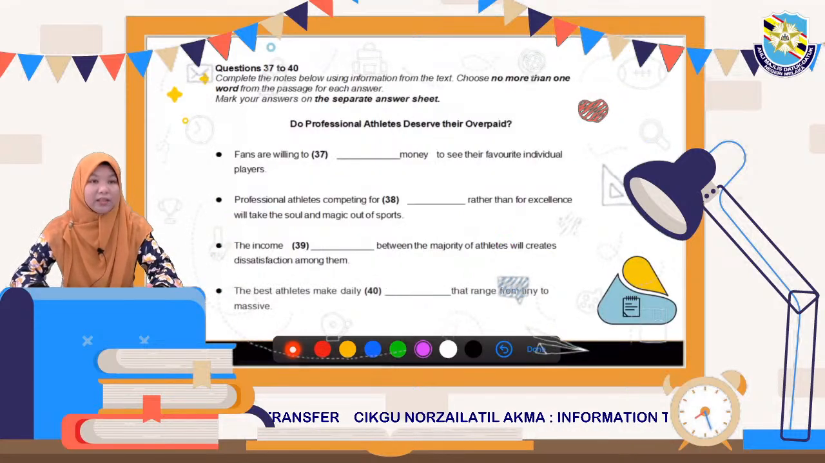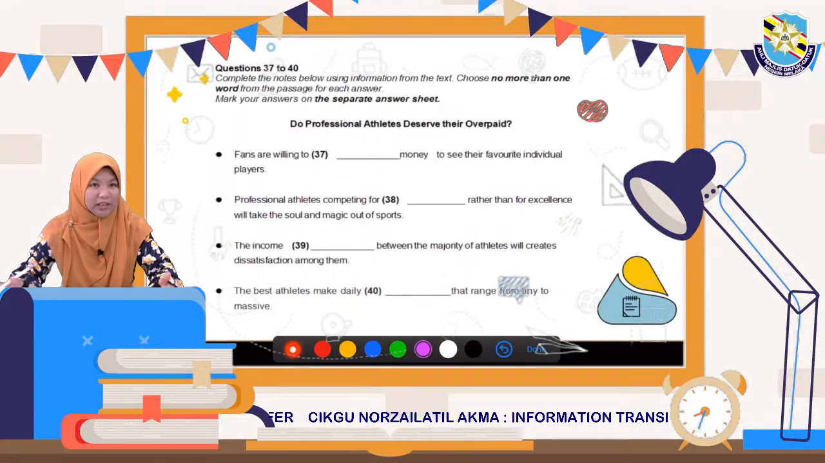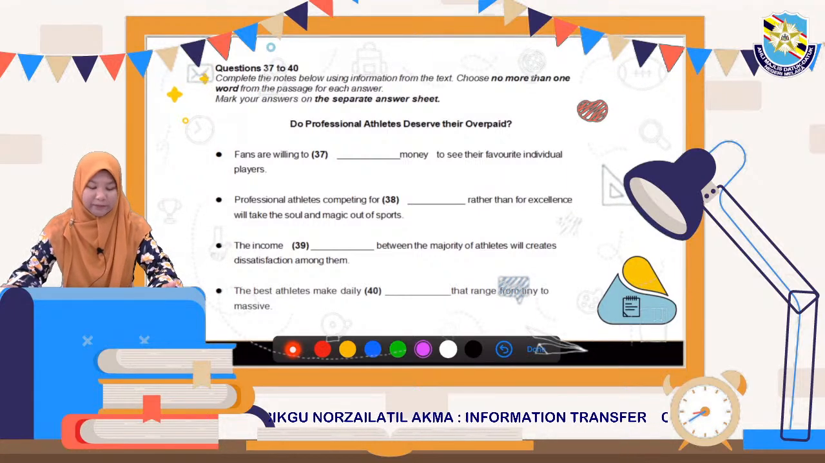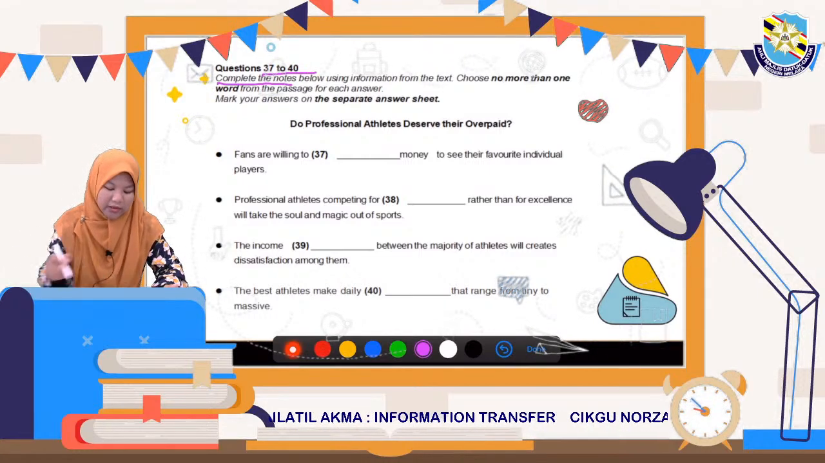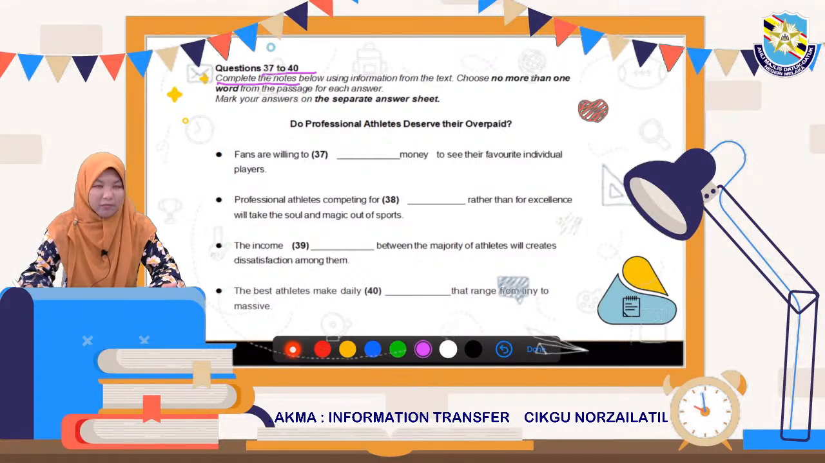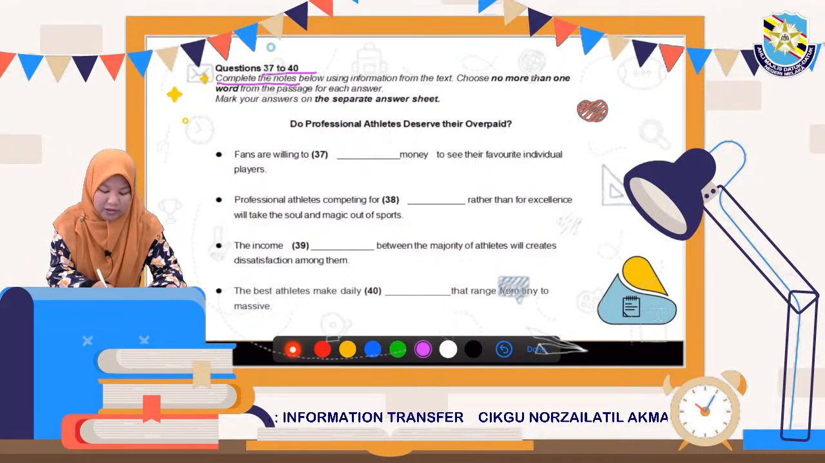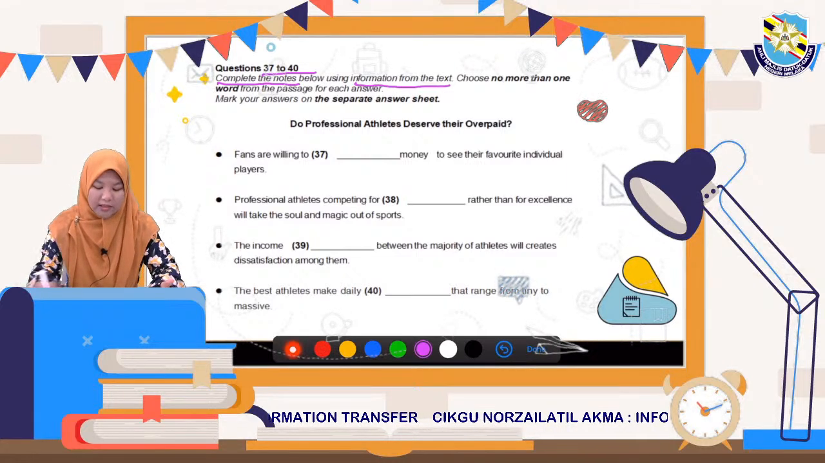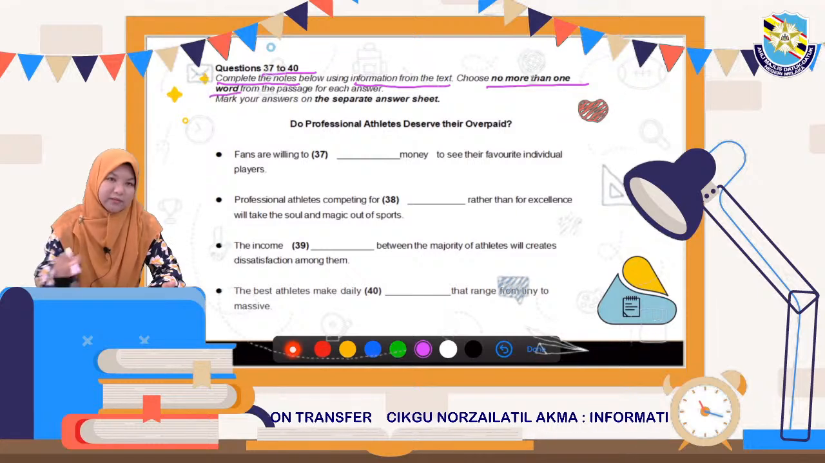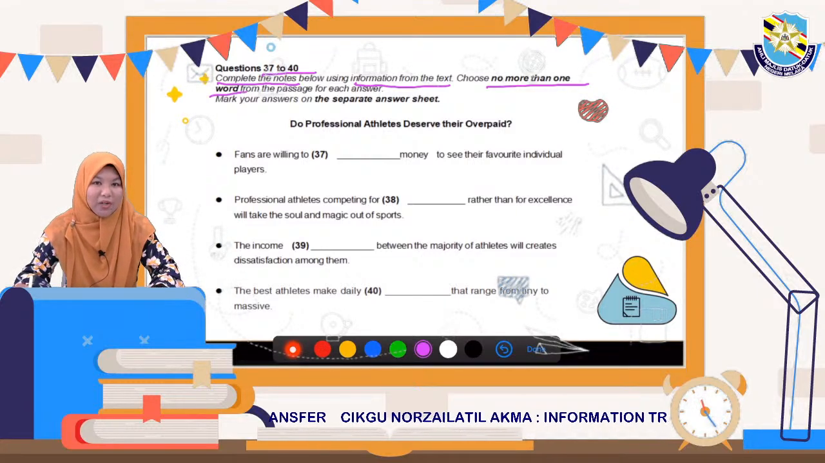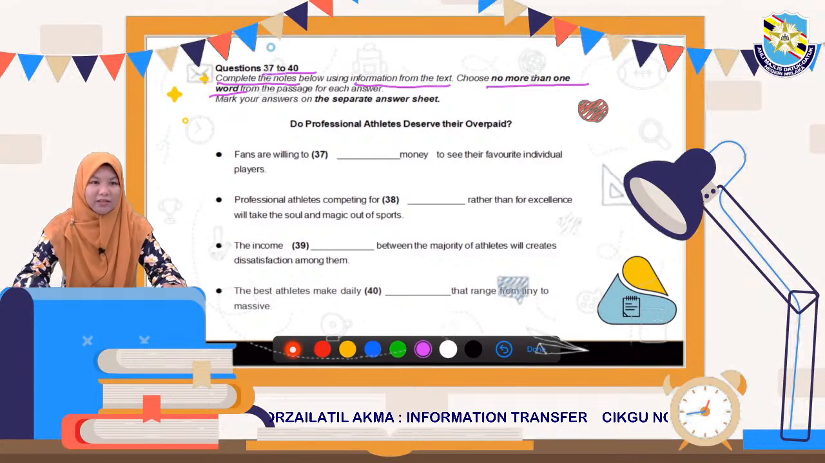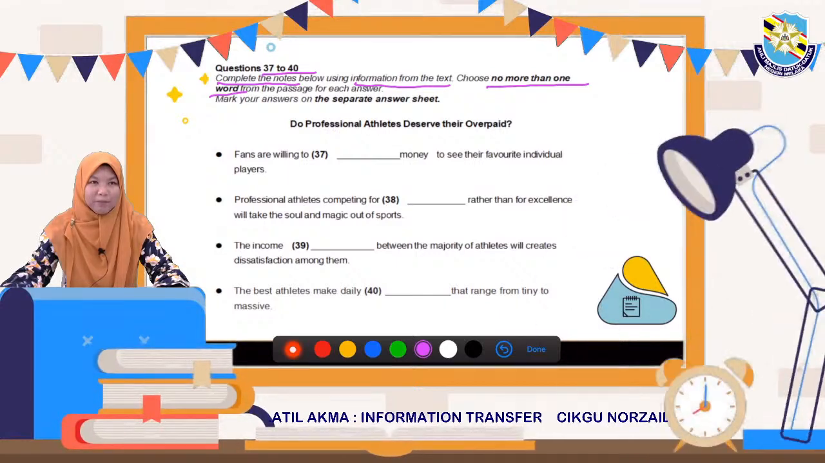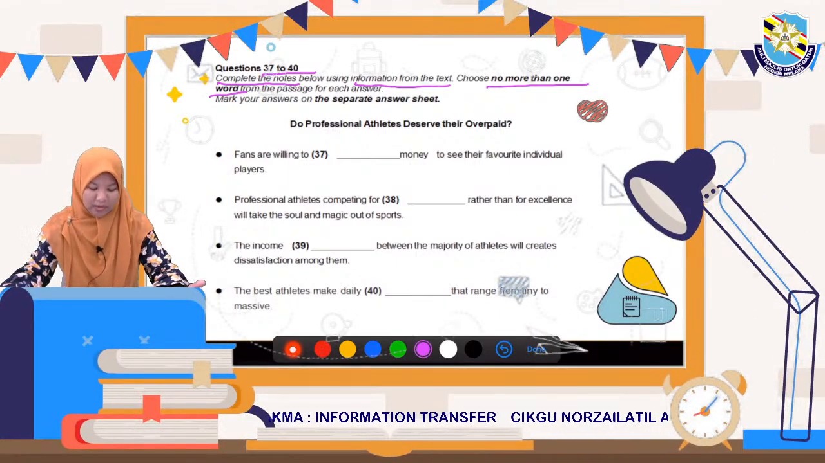Okay, let's proceed to the second part of the task, questions 37 to 40. Here it requires you to complete the note. The information should be taken from the text, and your answer should be no longer than 1 word. Your answer should not exceed 1 word. The word limit for your answer is only 1. So do not try to be cheeky and write more than 1 word. It will actually lead you to lose your mark.